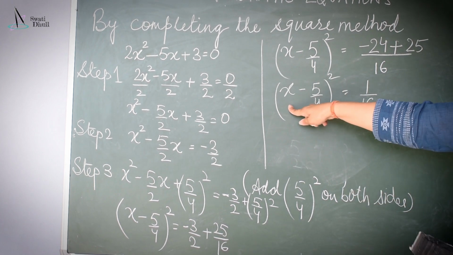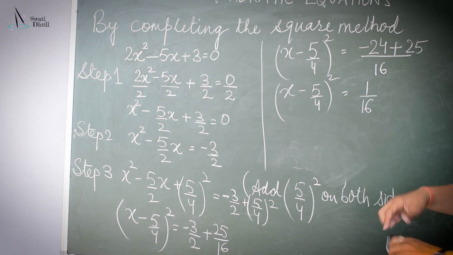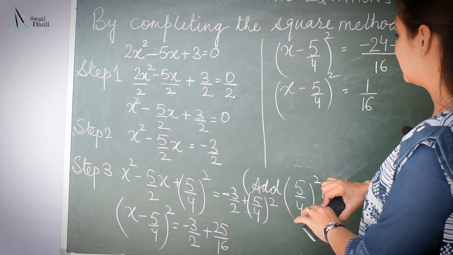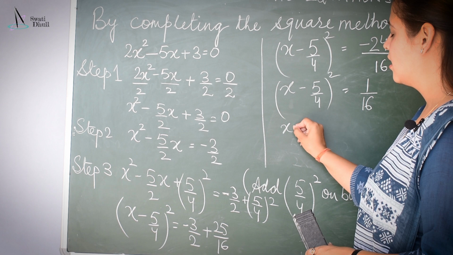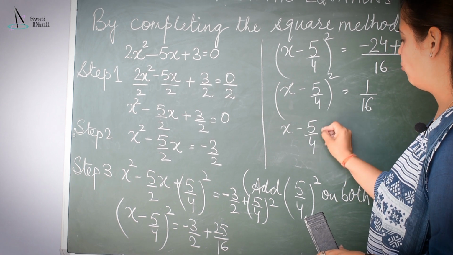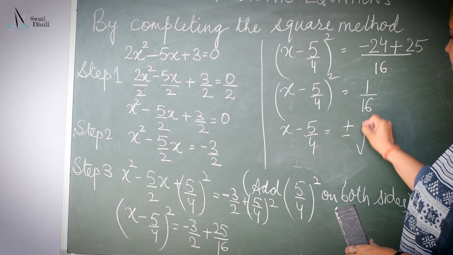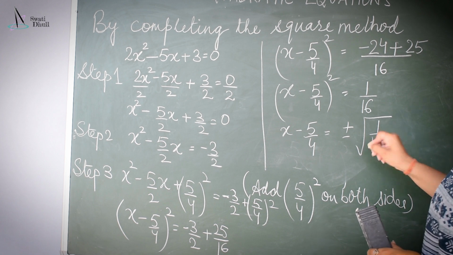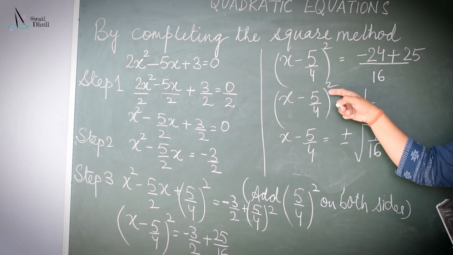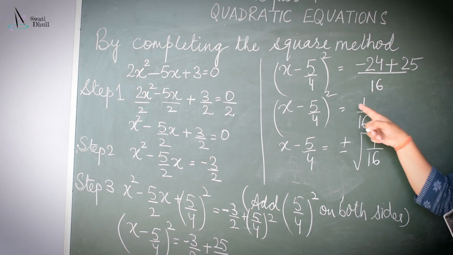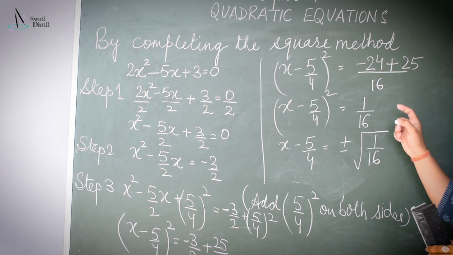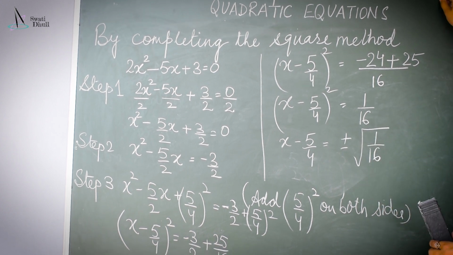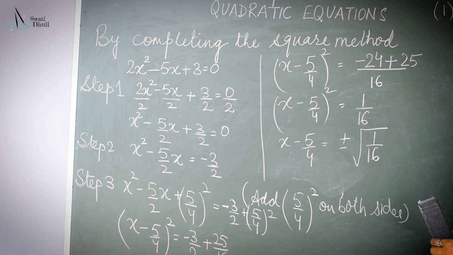Now you need to find out the value of x. Now taking the square root on both the sides, x minus 5 by 4 is equal to plus minus under root 1 by 16. Because when I remove the square root, on the right hand side there will be two values, plus and minus, because if I take the square root of 1, it is 1.